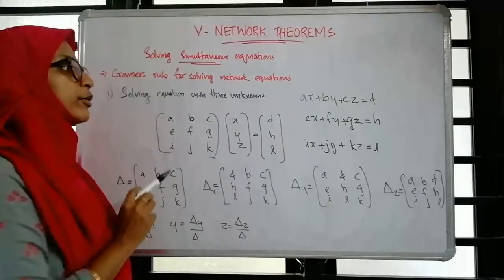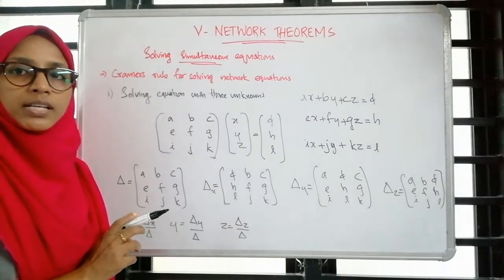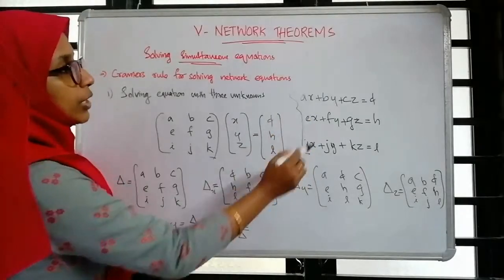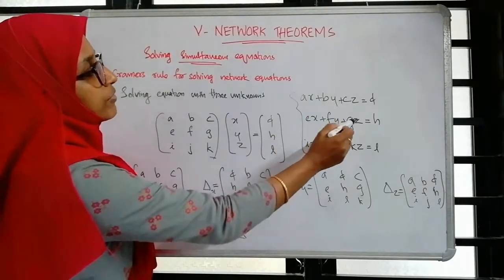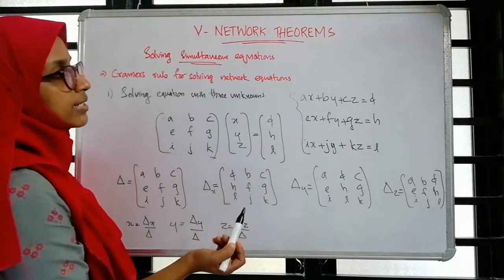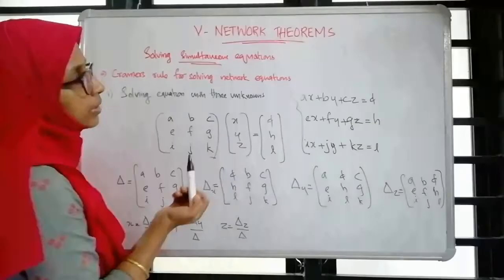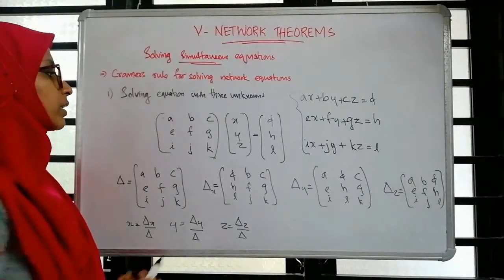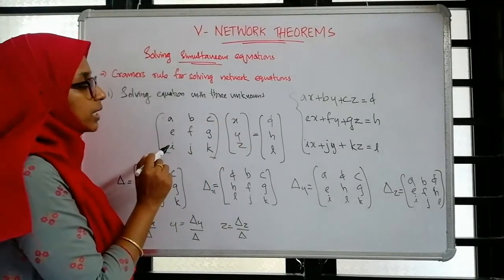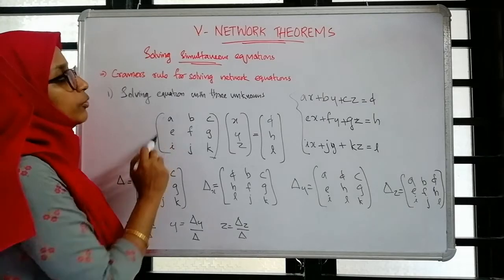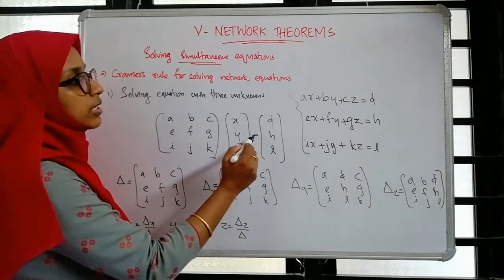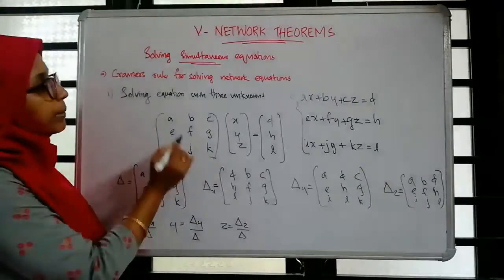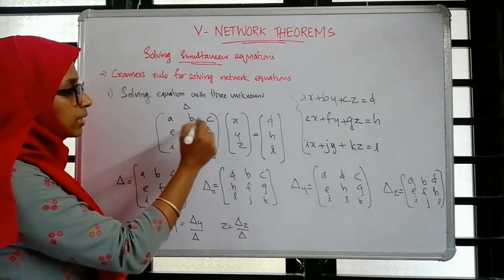Next is solving equations with three unknowns X, Y, Z. These three are the equations. A, B, C, E, F, G, I, J, K are the coefficients of the three unknowns, and D, H, L are the numerical values on the right-hand side. Then we can write it in determinant form, with the coefficients multiplied by the unknowns equal to the right-hand side of the equations. Then this determinant can be written as delta.